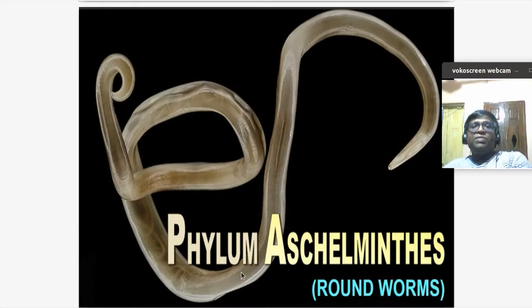The next phylum that we have is Aschelminthes. They are also called roundworms. Commonly, Aschelminthes are called roundworms. You can see this picture of this roundworm. They are parasitic forms. They are not dorsoventrally flattened, they are roundworms.